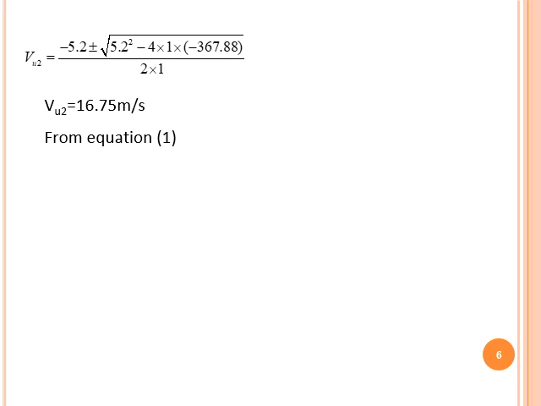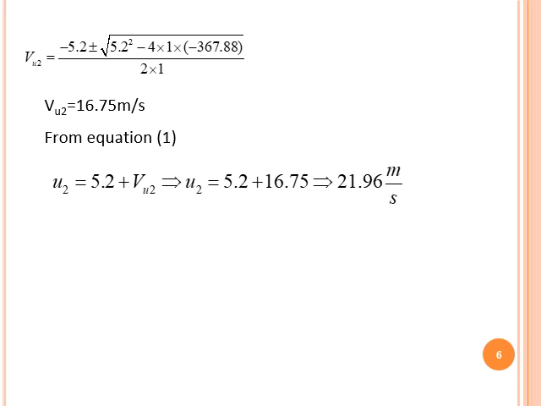16.75 meter per second. Now from equation number 1, the previous expression explained in the previous slide, that is U2 = 5.2 + Vu2. We got the value of Vu2, so now substitute the value of Vu2 in the U2 expression. So U2 = 5.2 + 16.75. That means the U2 value is 21.96 meter per second.